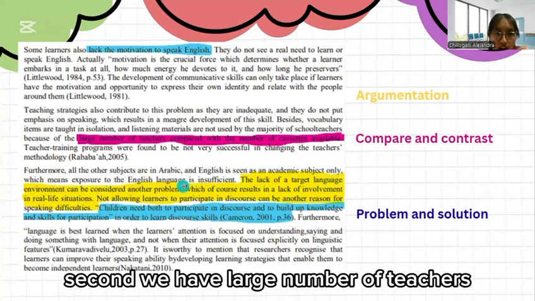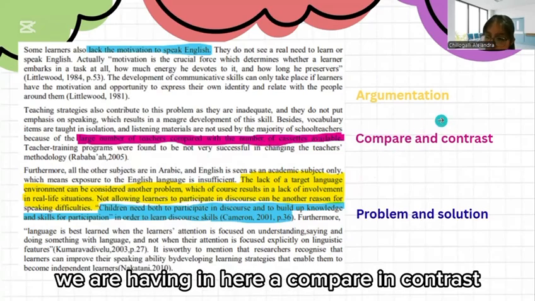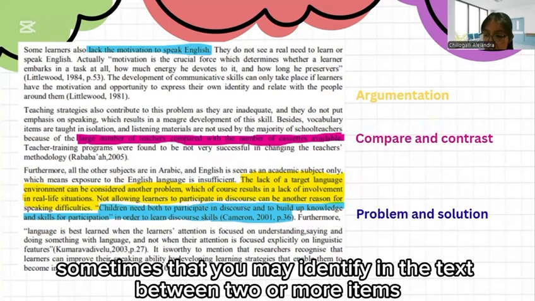Second, we have a large number of teachers compared with the number of cassettes available. We have in here a compare and contrast. Let's identify these because of the similarities and other differences sometimes that you may identify in the text between two or more items.